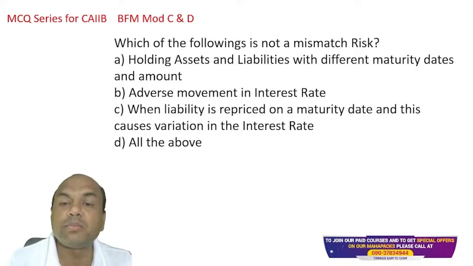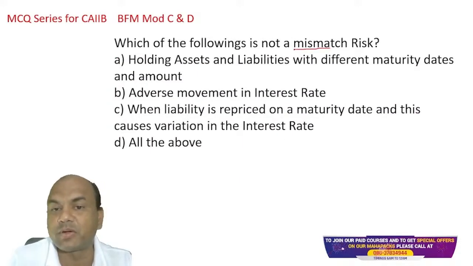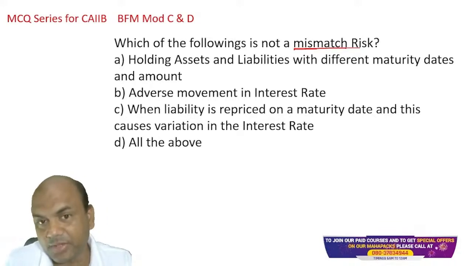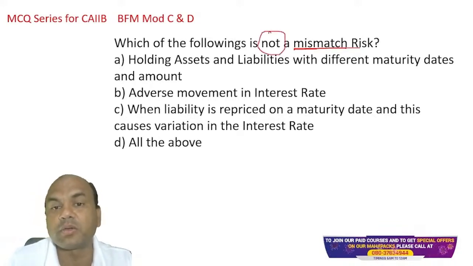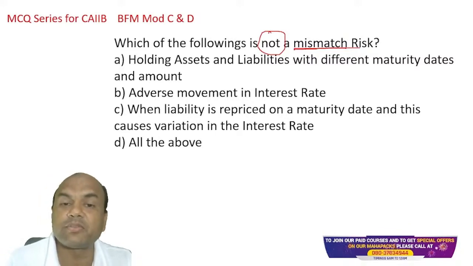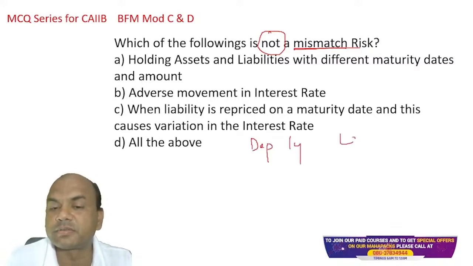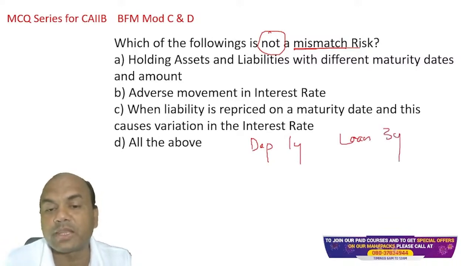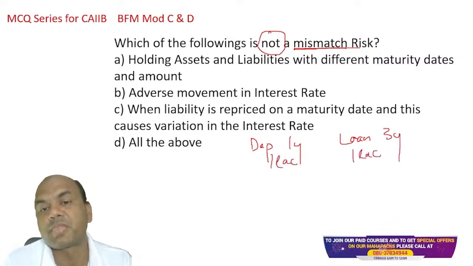Which of the following is not a mismatch risk? Mismatch means what? Let's see. And we want not. Okay, this is your important question. Not a mismatch risk. Holding assets and liabilities with different maturity dates and amount. So assets and liabilities with different maturities means I am having a deposit of 1 year and a loan of 3 years against that deposit. Let's say a deposit of 1 year for 1 lakh, and I am having a loan for 3 years for the same 1 lakh. So it will be a mismatch. So I want not a mismatch.